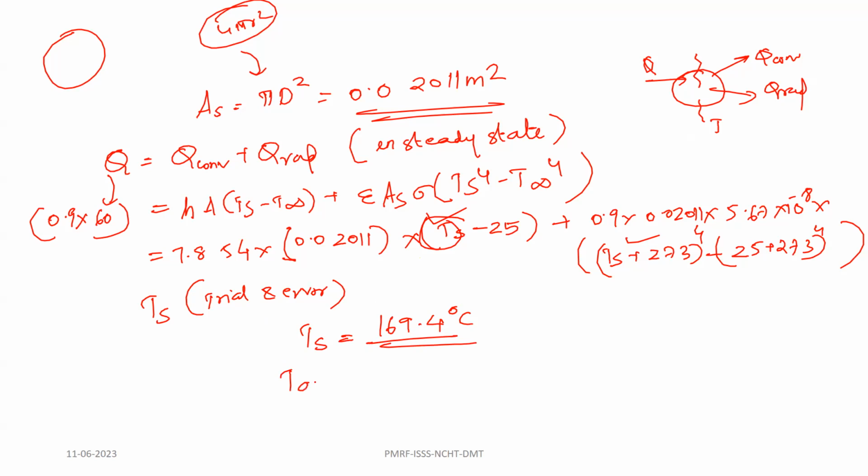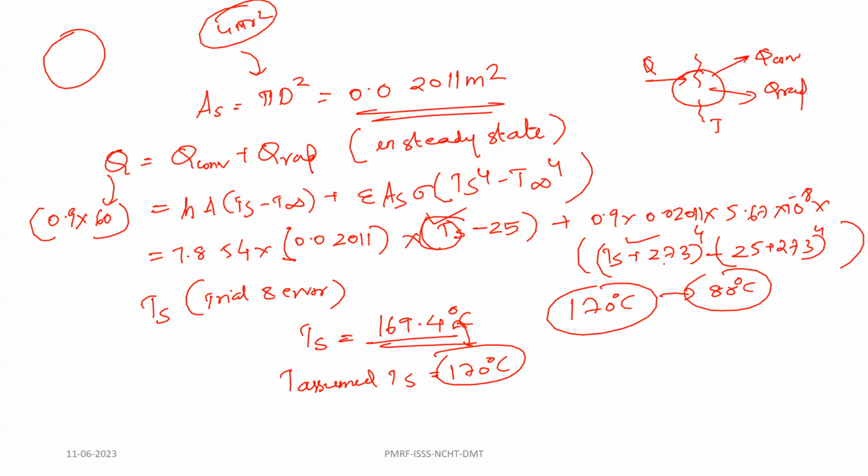But what was my assumed value? I assumed a T_s of 170 degrees Celsius initially, which is very close to this. If I hadn't assumed 170, then what would happen? Suppose I had assumed 80 degrees Celsius. Then by this calculation, I would have got something like 100 or 120 degrees Celsius. So I assumed 80 and got this value, 120. So what should I do then?